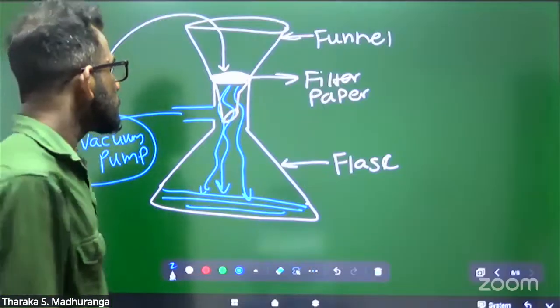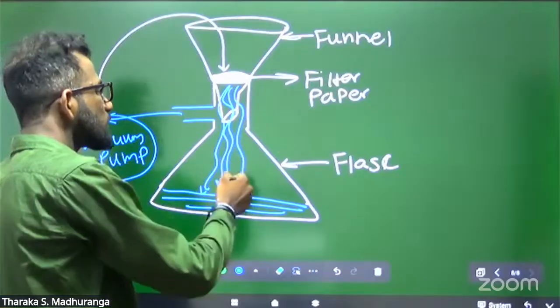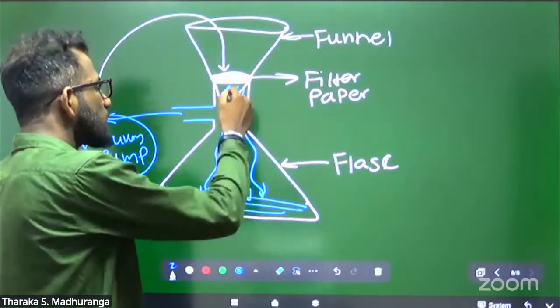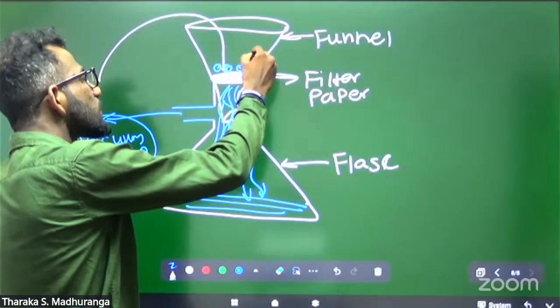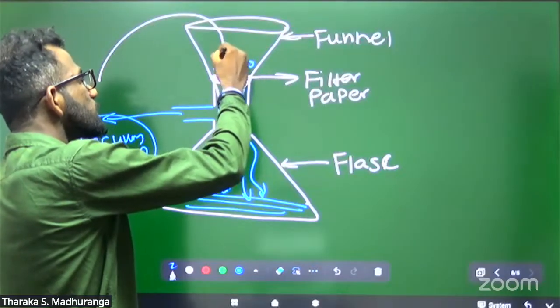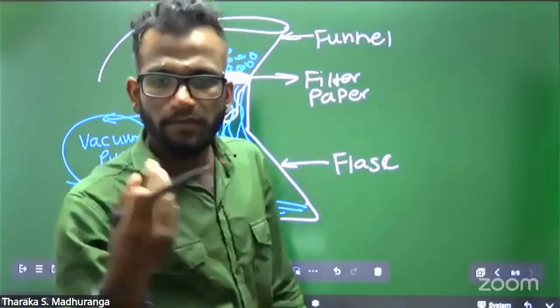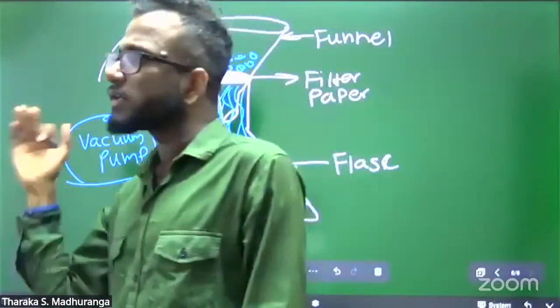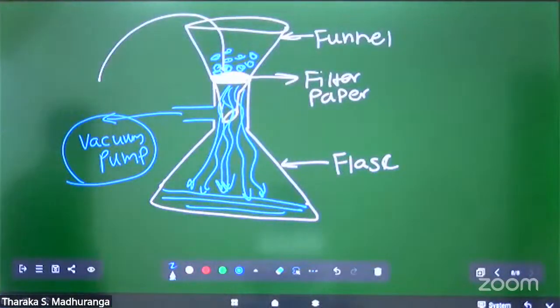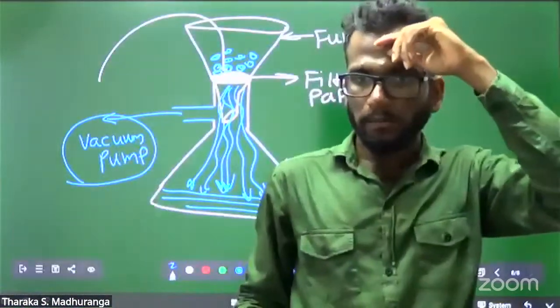Yeah, not the vacuum pump. They do not go through the vacuum pump. They come to this container and collect. Then the compound remains on the filter paper. We can dry it again using the continuous vacuum pump.